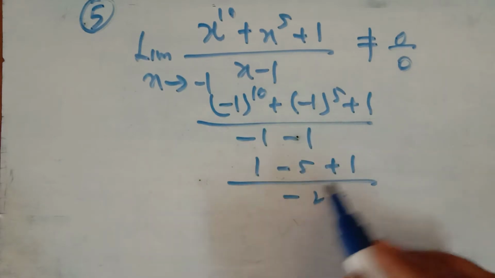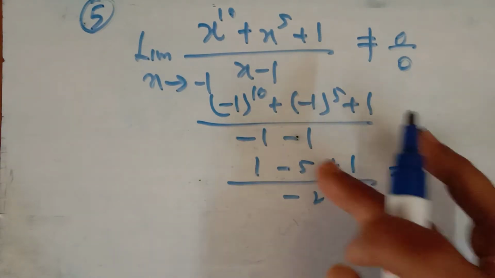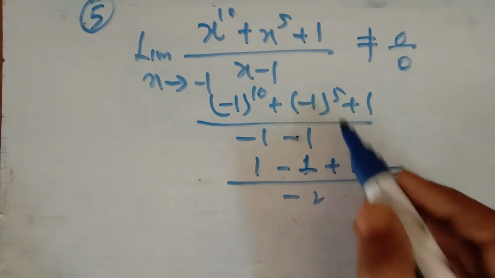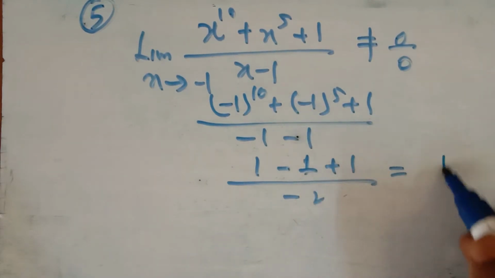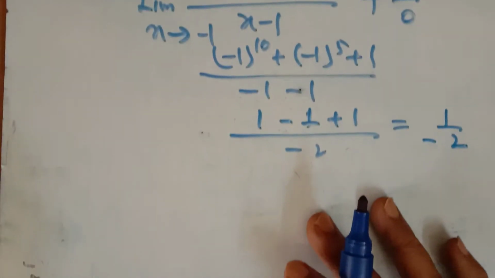So minus 1 plus 1. So it is equal to how much? It is minus 1. Minus 1 की power 5 is minus 1. So we are getting 1 upon 2 minus. This is the limit of this function.